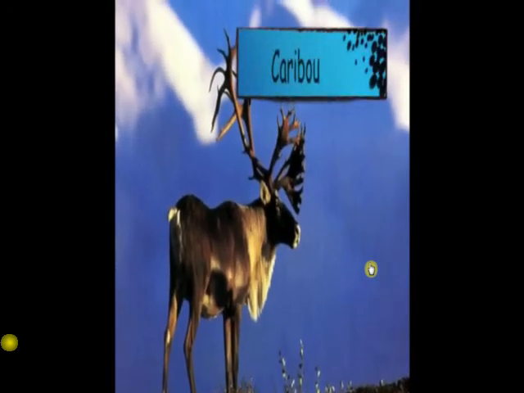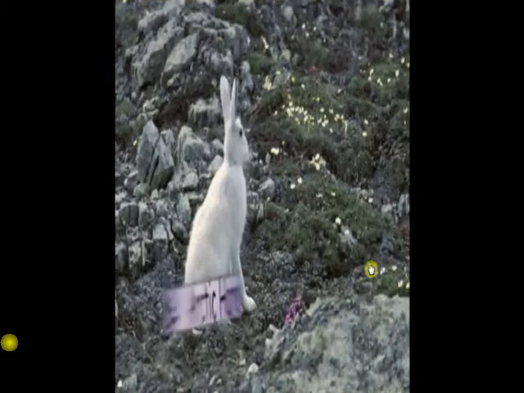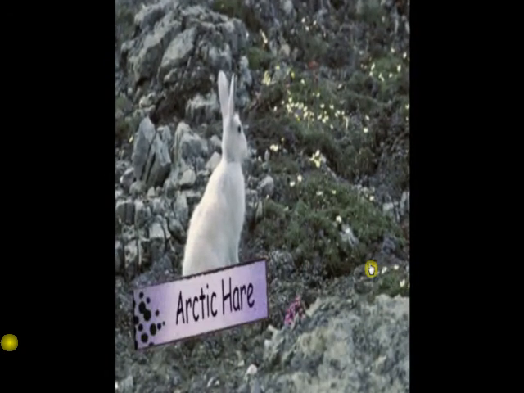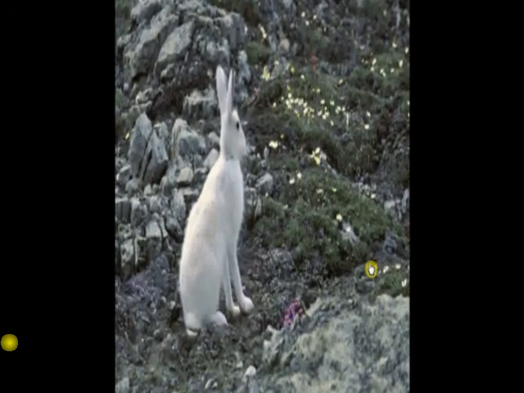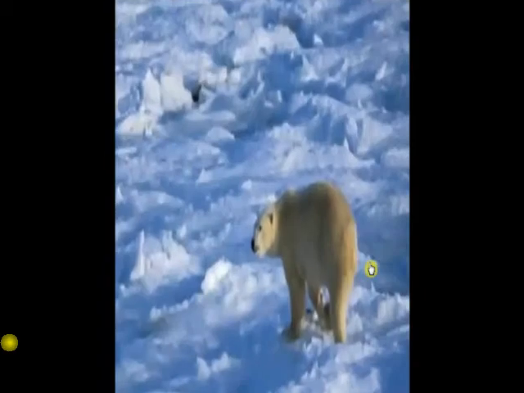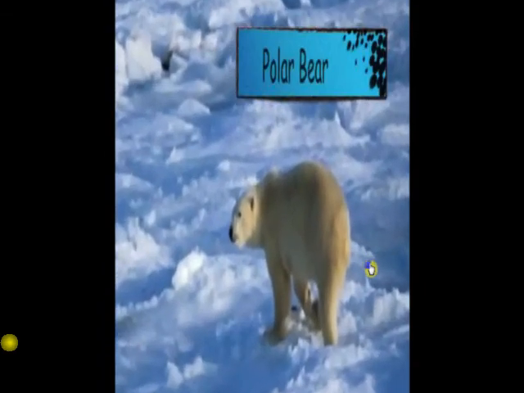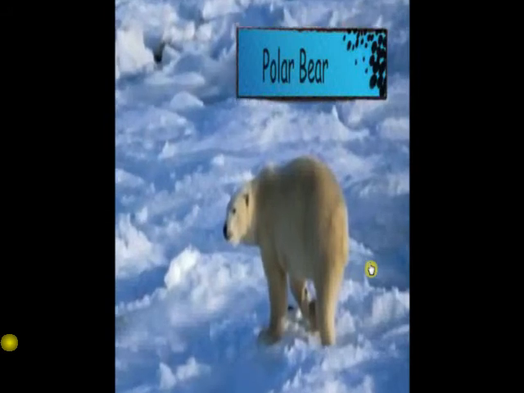The animals of the tundra: caribou, the Arctic hare, and the polar bear. Studies have shown that by the year 2020 to 25, it is possible that the polar bear would become extinct on this earth.